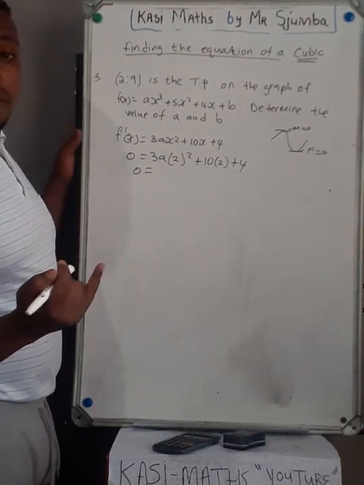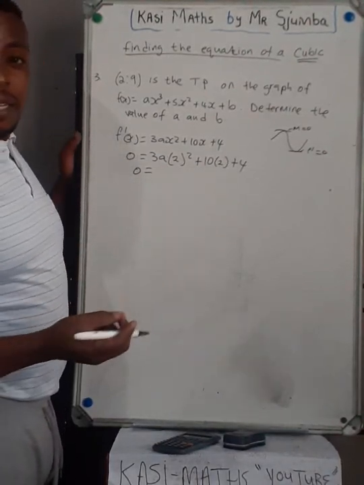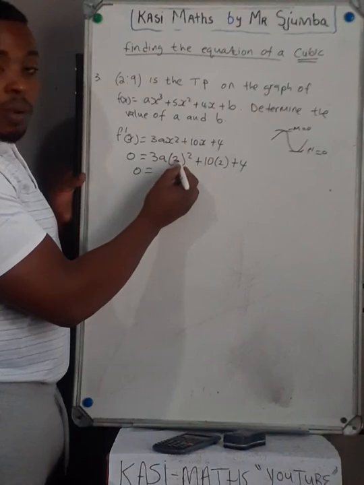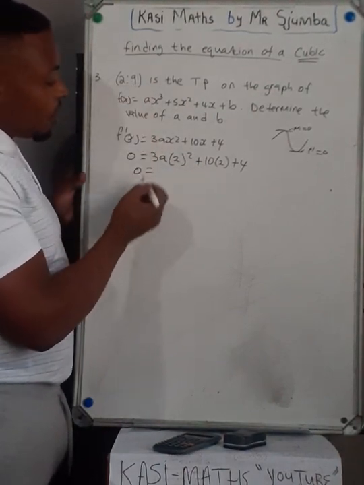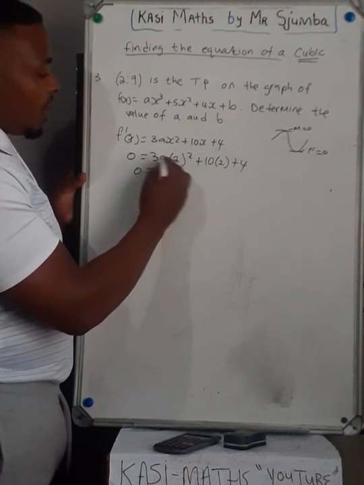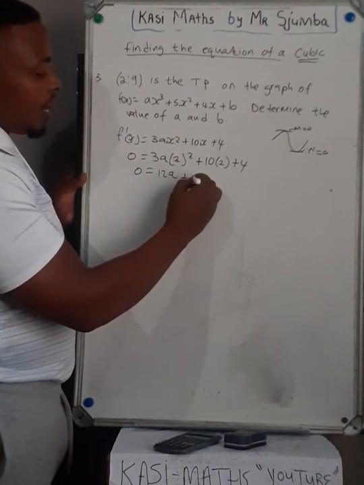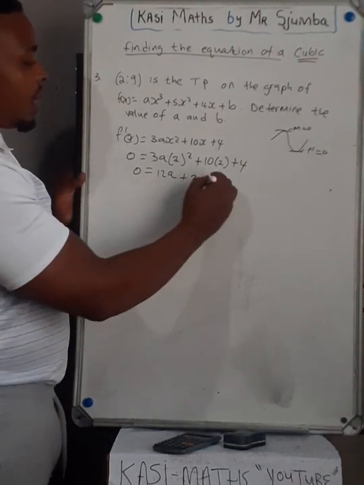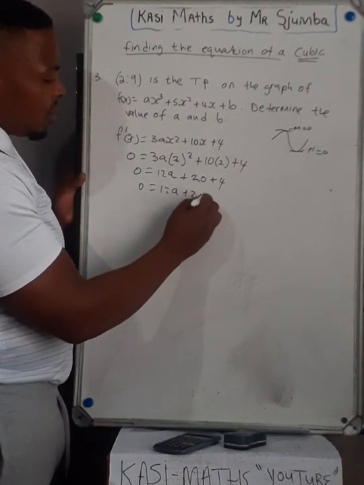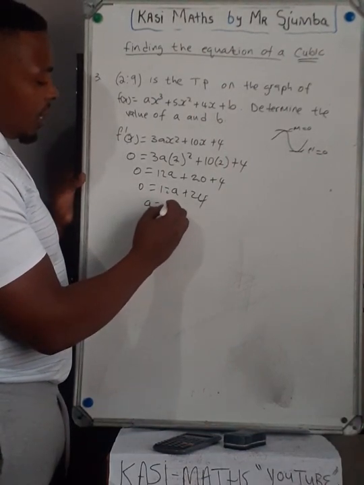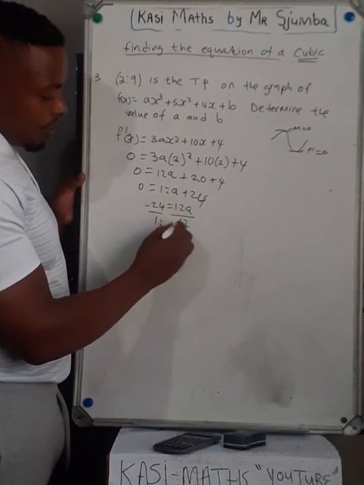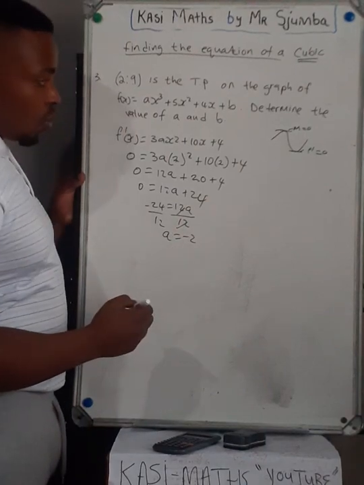Had they told us that at a certain point the gradient is 4, where x is maybe 1, we would put 4 here and 1 in place of x. But since they said turning point, we know that at the turning point the derivative is 0 and the x value is 2. So we get 0 equals 12a plus 24, right, so minus 24 equals 12a, divided by 12, a is equal to minus 2.